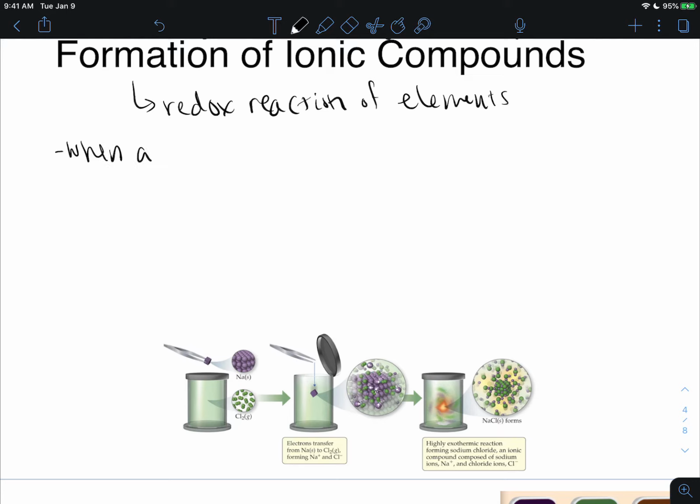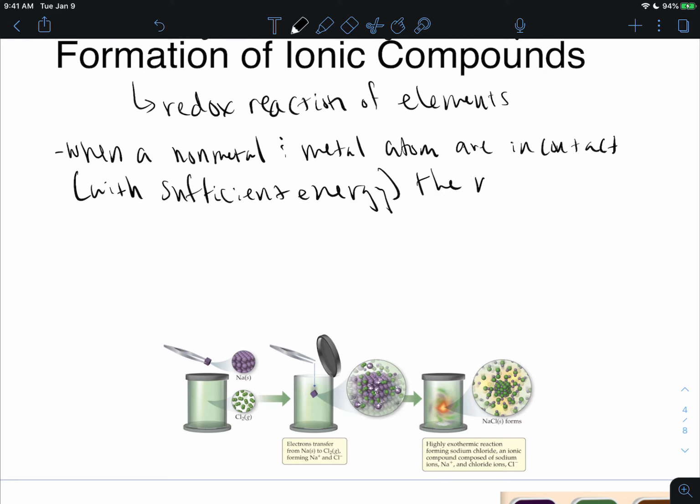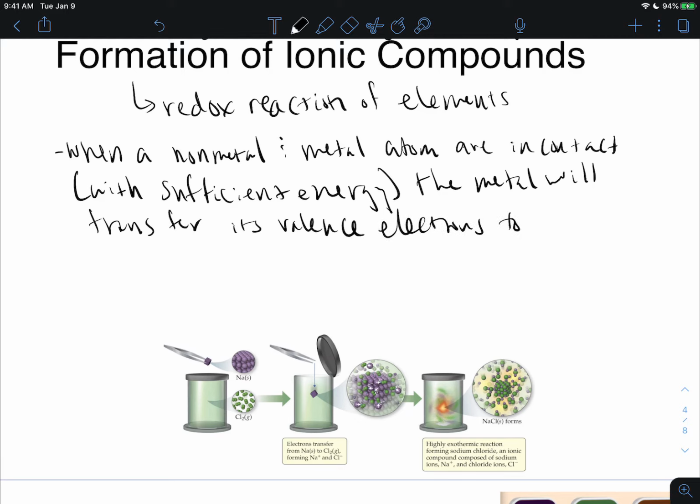So when a nonmetal and metal atom are in contact with sufficient energy, the metal will transfer its valence electrons to the nonmetal.